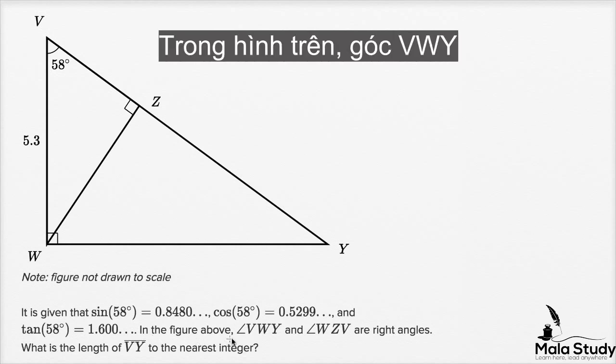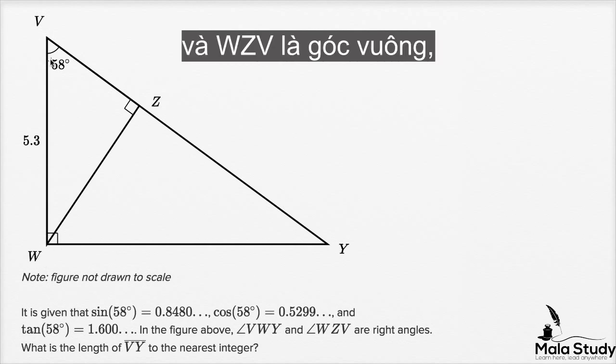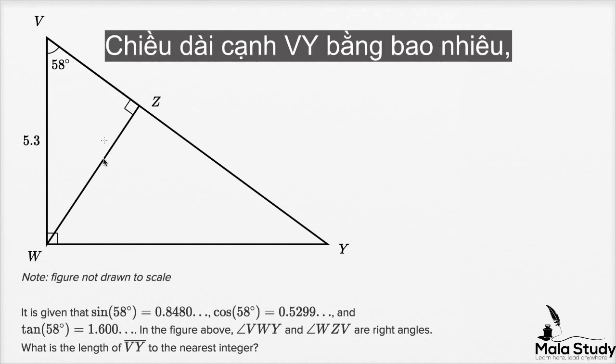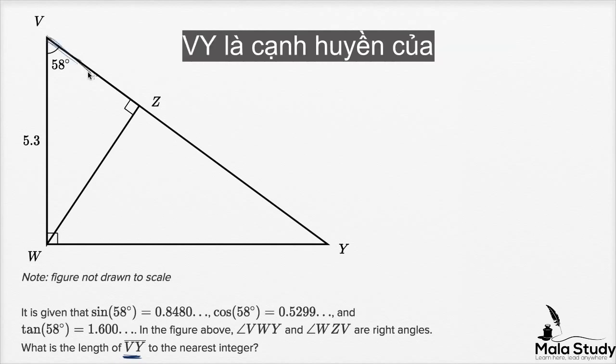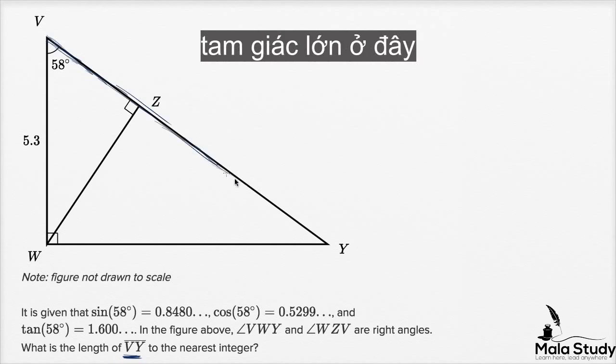In the figure above, angle VWY and WZV are right angles. They've already labeled them as right angles. What is the length of segment VY to the nearest integer? So VY is the hypotenuse of this big triangle right over here.